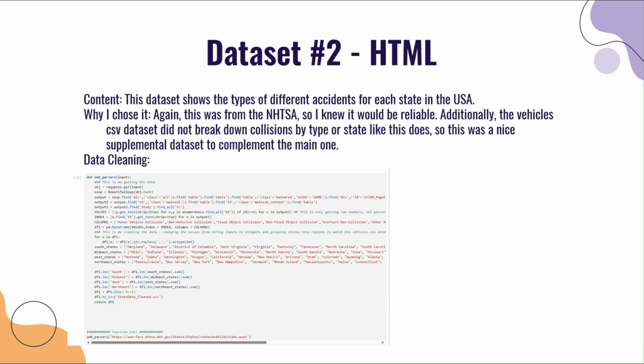My second data set was my HTML data set, and this data set showed the different accidents for each state in the USA. The reason I chose this is because the vehicles data set, my previous one, which I was using as my main one, did not break down the collisions by type or state like this does. So this is a nice supplemental data set to complement the main one. Perhaps the main cleaning thing I did in this data set was combine the states into regions because the vehicles data set only had data in regions. So if I was going to accurately compare them, I needed to transform this one.